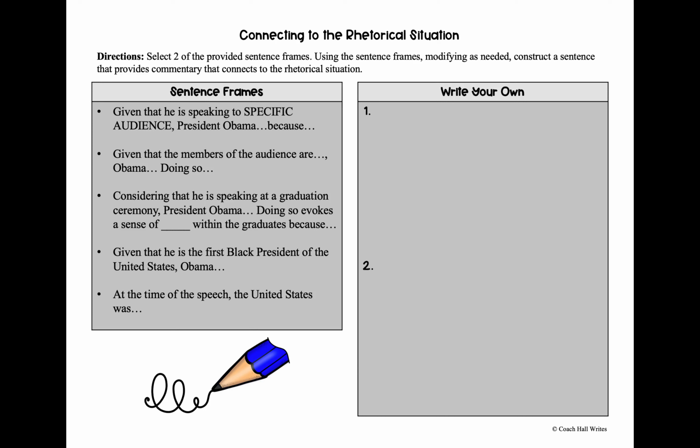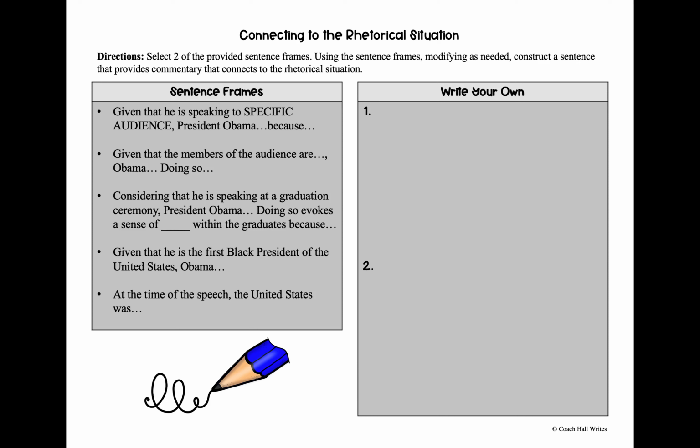So the ellipses there after Obama, that's where you would say what he does, what choice does he make. Now we'll start a new sentence. So doing so, and then you'll finish the sentence. So what does doing so allow him to do? Does it allow him to create a certain tone? Does it allow him to connect with the audience? Does it allow him to personalize the speech? Try to be as specific as possible.